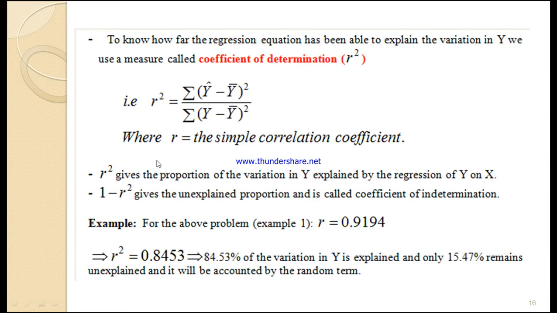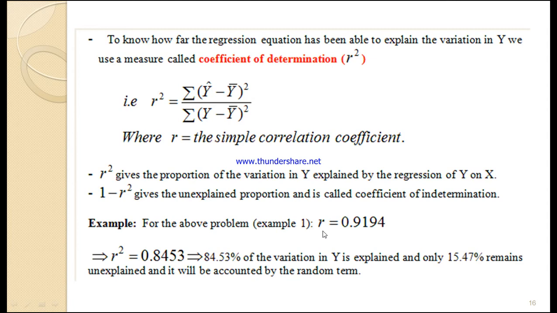0.9194. Therefore, R square will be 0.8453, which we may also compute by using this formula, and finally we obtain the R square, or coefficient of determination, which is about 0.8453. This implies that 84.53% of the variation in y, the dependent variable, is explained by the regression of y on x, and only 15.47% remains unexplained, and it will be accounted for by the random term.